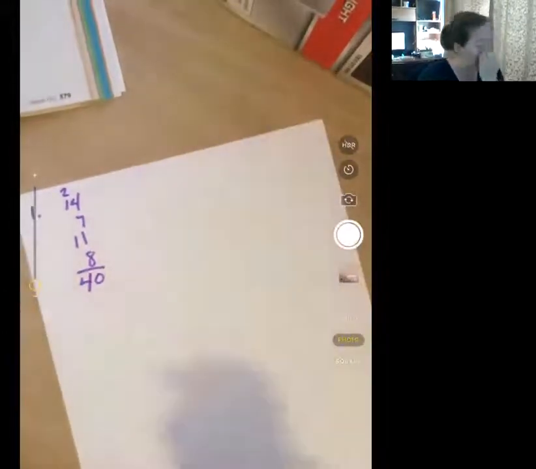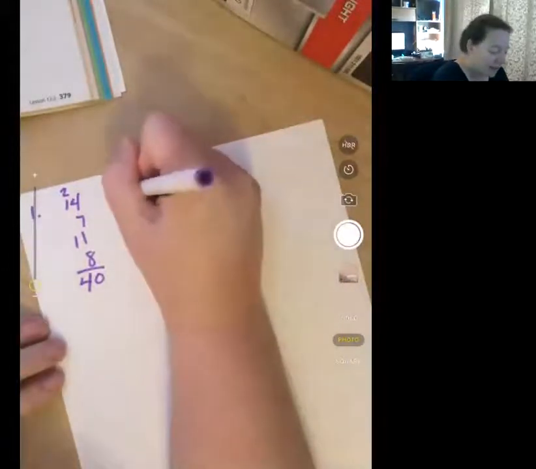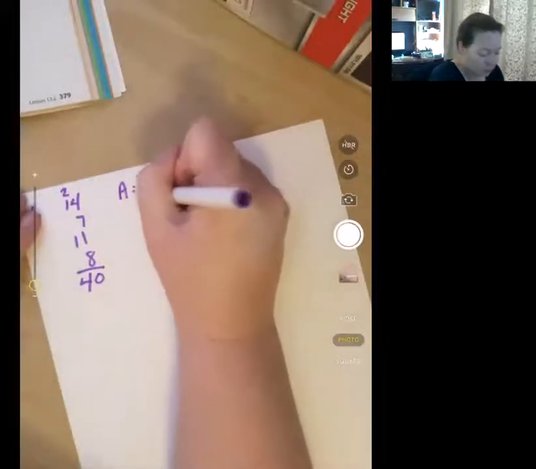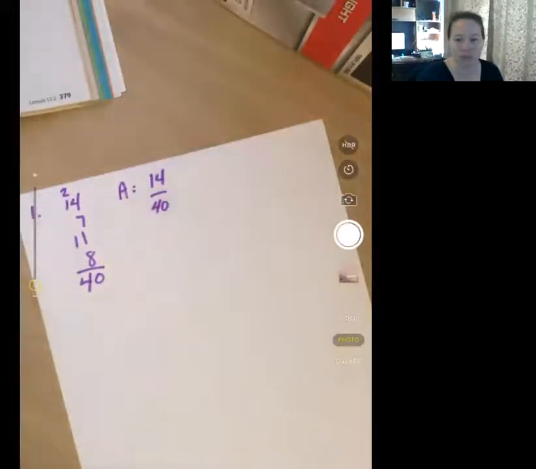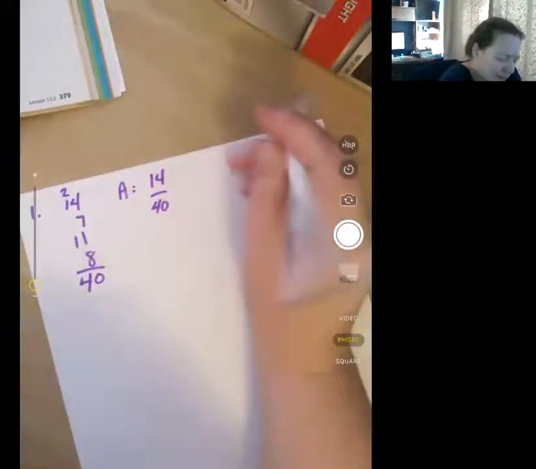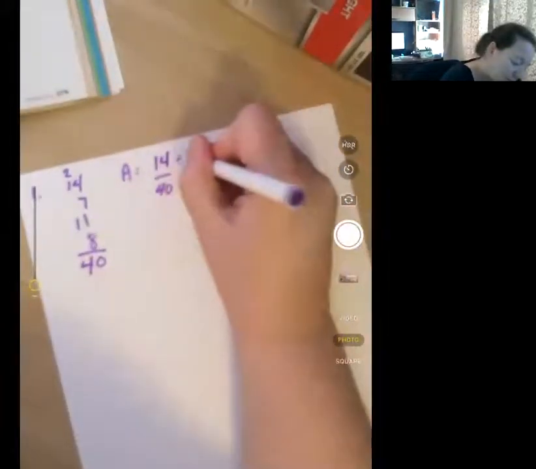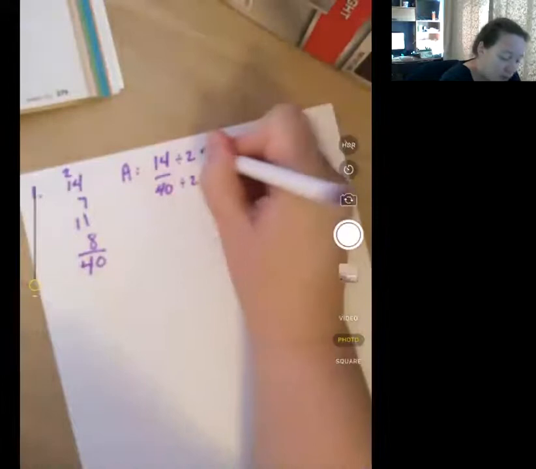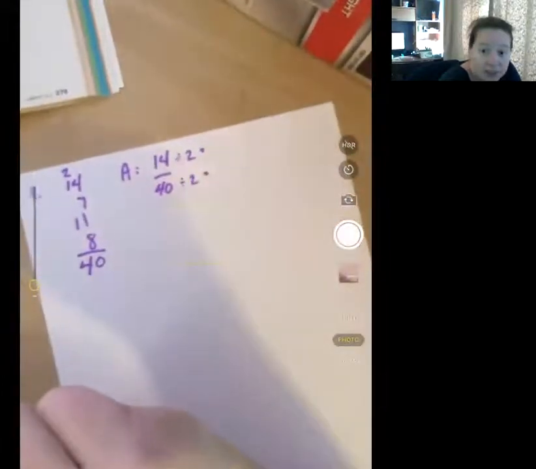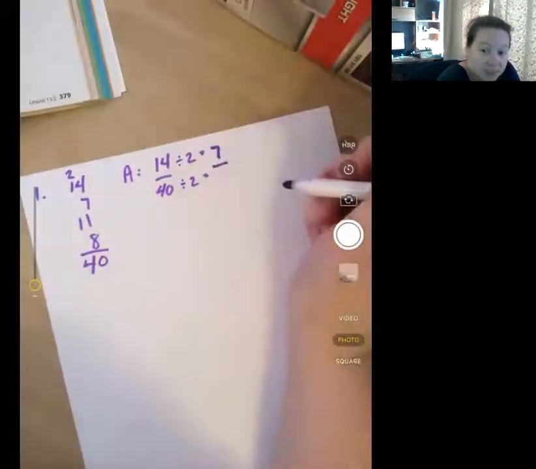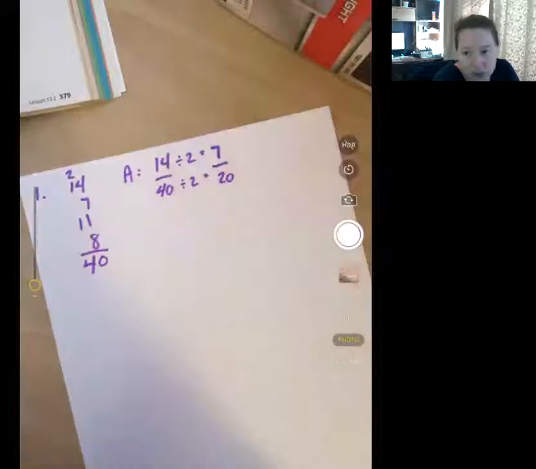Okay, so we have our different sections. We have A, which is 14 over 40. That's what we start with. We're not allowed to stay there, though. It says simplest terms, so we have to reduce this. What can I take out of both of these? Well, they're even, so I can take out 2. Divide both of them by 2. 14 divided by 2 is 7. And 40 divided by 2 is 20. That's as low as I can make it.